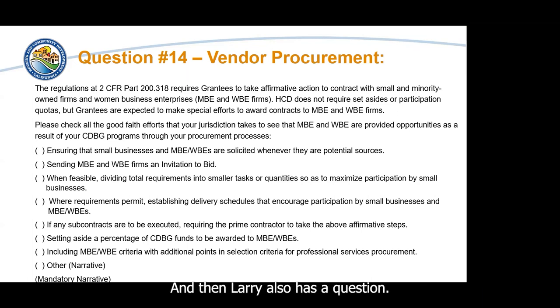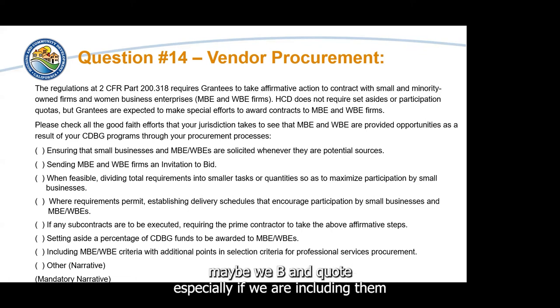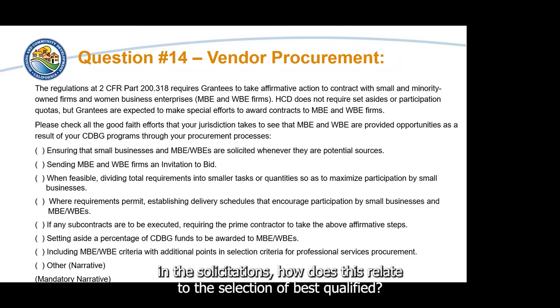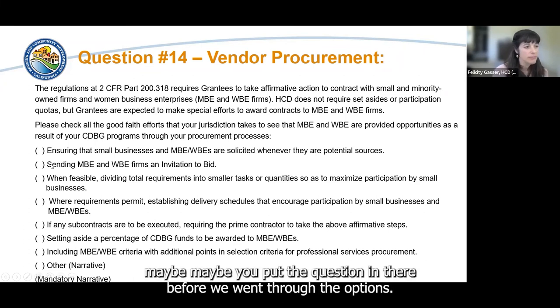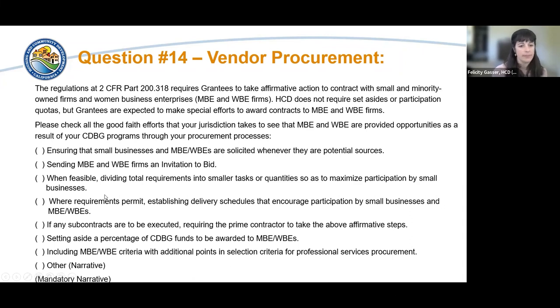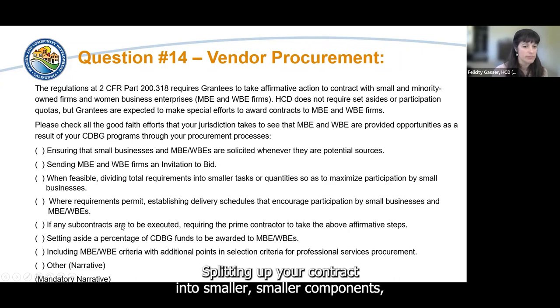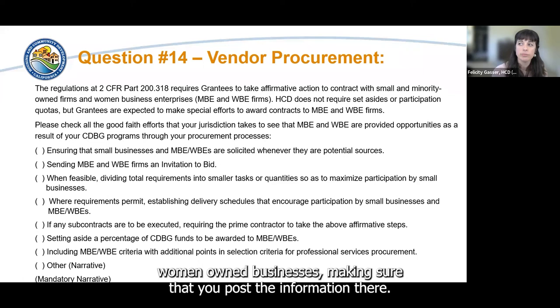And then Larry also has a question. How do we interpret "make special efforts to award contracts to MBE-WBE," especially if we are including them in the solicitations? How does this relate to the selection of best qualified? Okay, thanks for the question, Larry. So I think maybe you put the question in there before we went through the options, but these are some of those make special efforts options here. Splitting up your contract into smaller components, requiring your subs to take those efforts. There's also the state clearinghouse for minority and women-owned businesses, making sure that you post the information there.